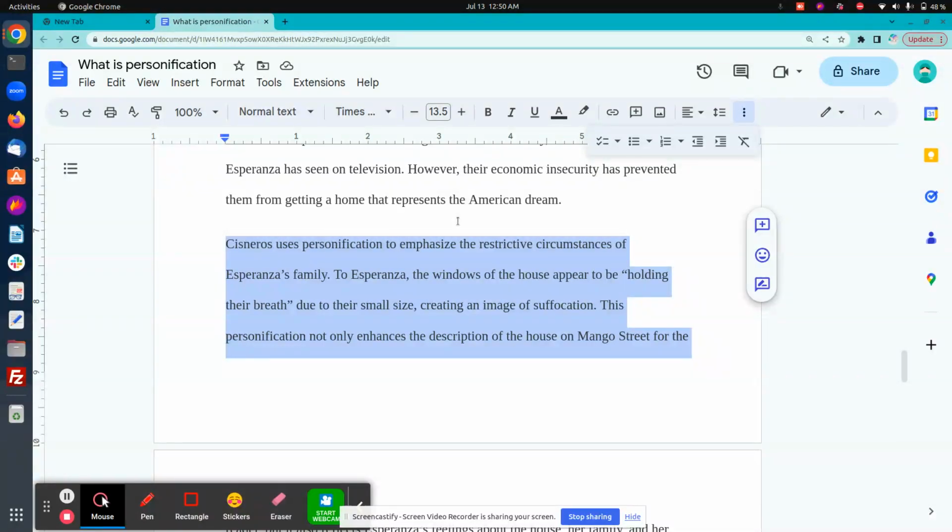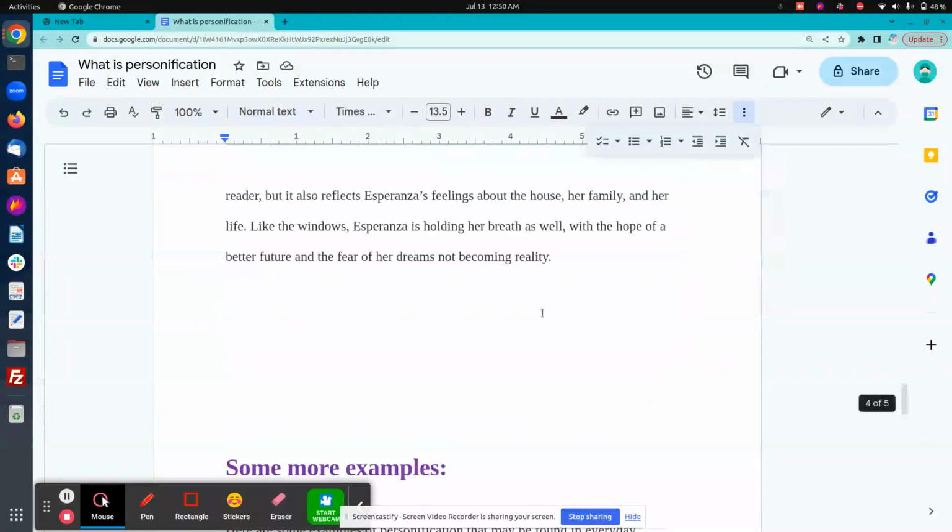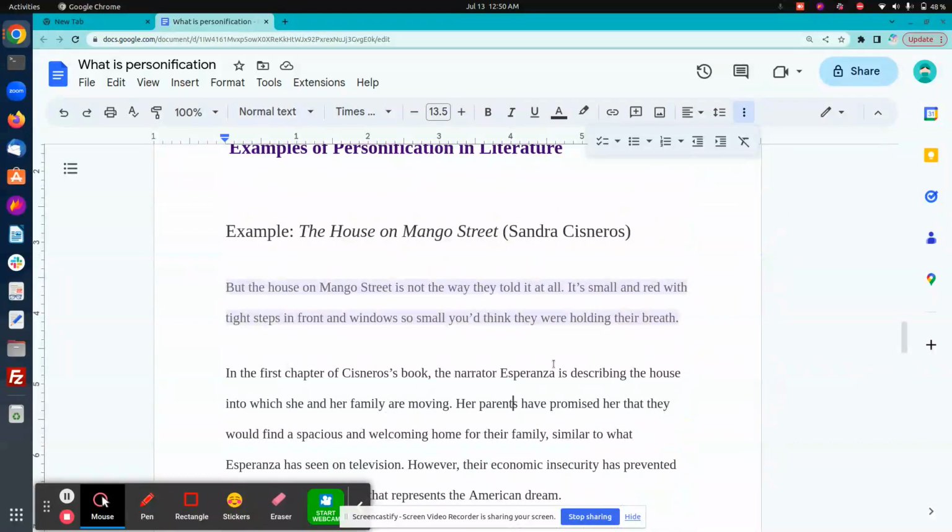The windows of the house appear to be holding their breath due to their small size. So, let me give you a quick review. What they're trying to convey over here is that they're so small you'd think they were holding their breath. So breathing is again a human quality, and they're giving a non-human object a human trait. And they're just referring to the very narrow or very congested window.